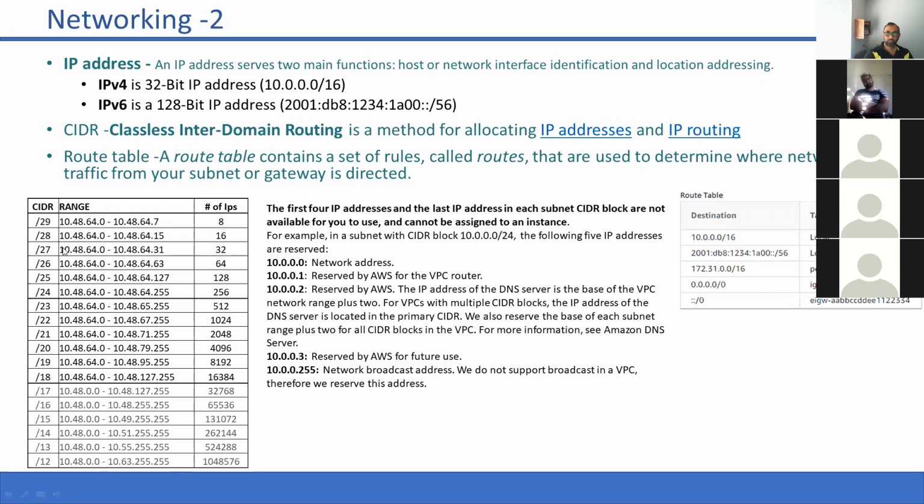You define this like this: 10.48.64. This is your complete network. Like here, 10.48.0.0. This is your complete network. If I go further, it would be 10.0.0.0/8. So that's the lowest.